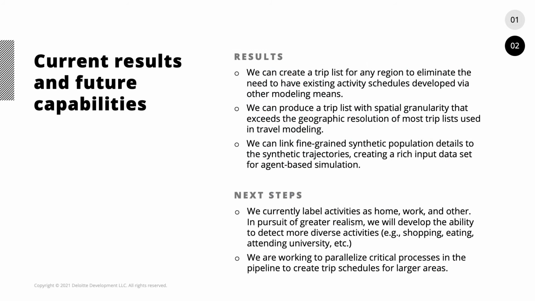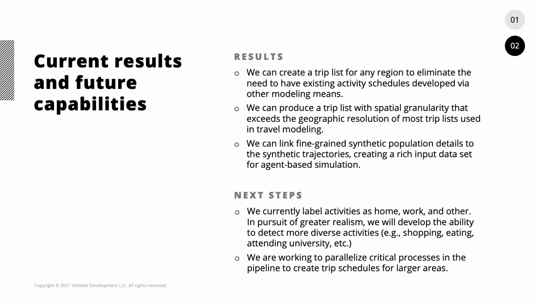In order to conclude this line of work, here are the three main advantages of this pipeline. First of all, more flexibility. We can create a trip list for any region, which eliminates the need to have existing activity schedules developed via other modeling means. Secondly, greater specificity. We can produce a trip list with spatial granularity that exceeds the resolution of most existing activity schedules used in travel modeling. And the last one is enriched information. We can link fine-grained synthetic population details to the synthetic trajectories, creating a rich input dataset for agent-based simulation.